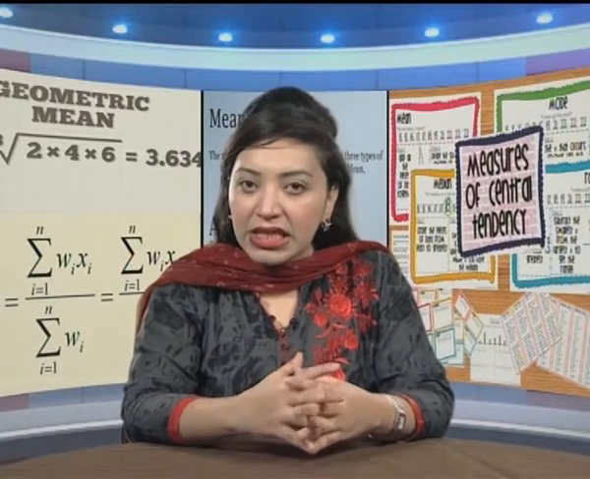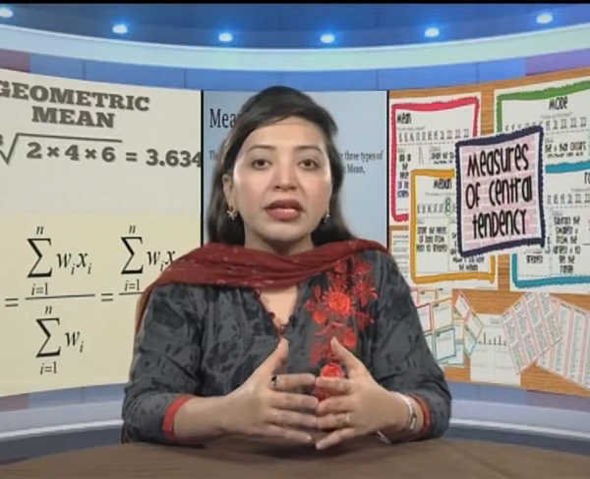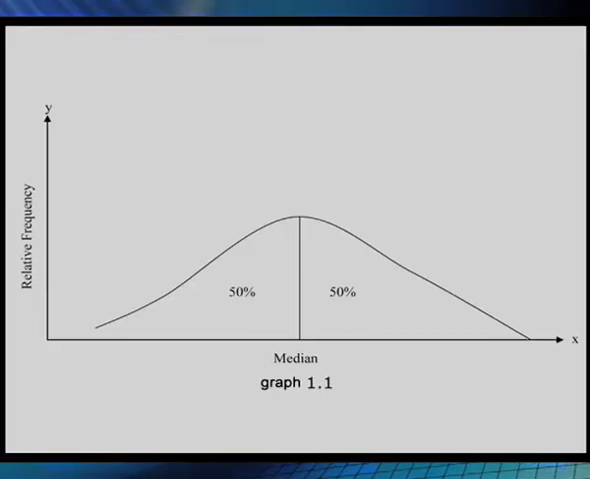If the data set is described by a relative frequency distribution, the median is a point which will lie in the middle of the distribution. We'll consider the graph 1.1. The median is a point on the x-axis such that half the area under the frequency curve lies above the median and half lies below, as shown in the graph 1.1.